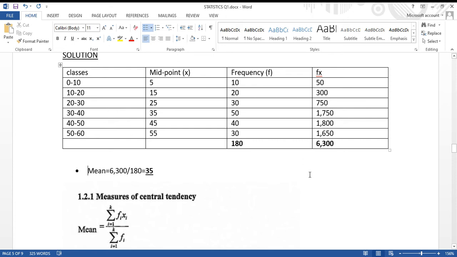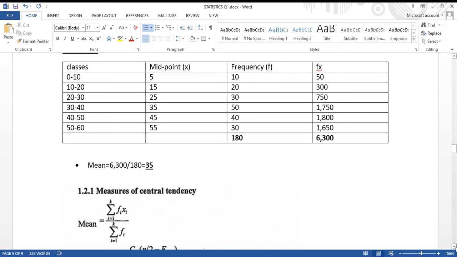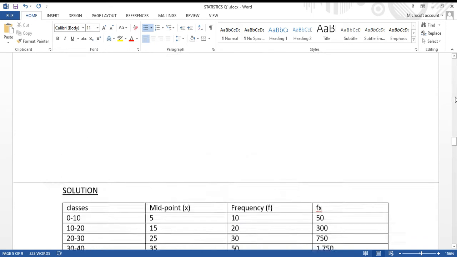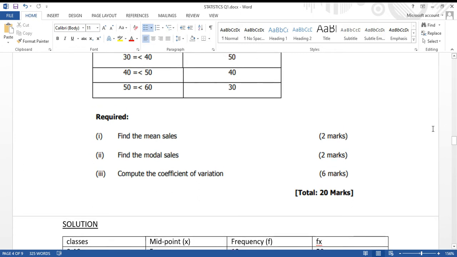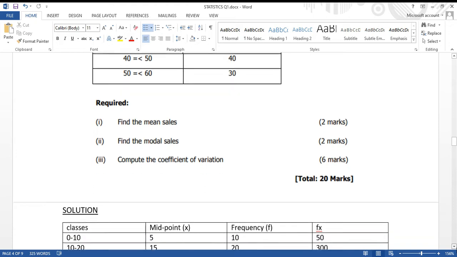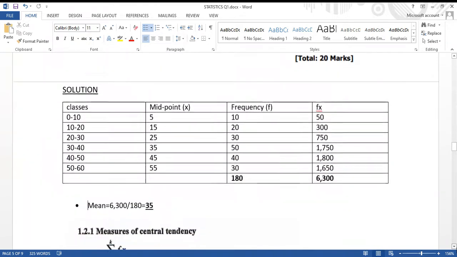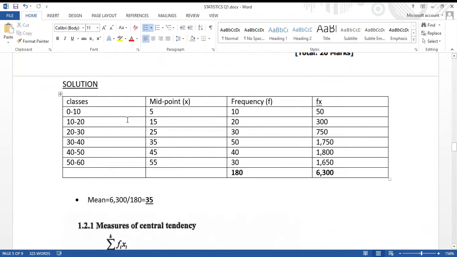Yes, sir. All right. Next, the next question was to find the modal class. After we find the mode, we also find the median, so that you guys can revise properly. For the modal class, all we need is two columns.